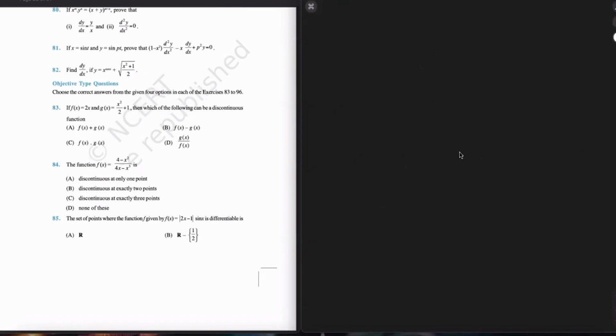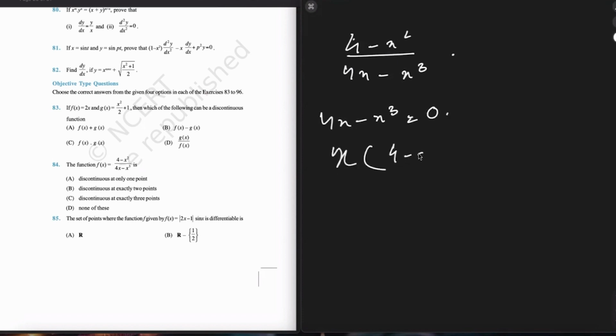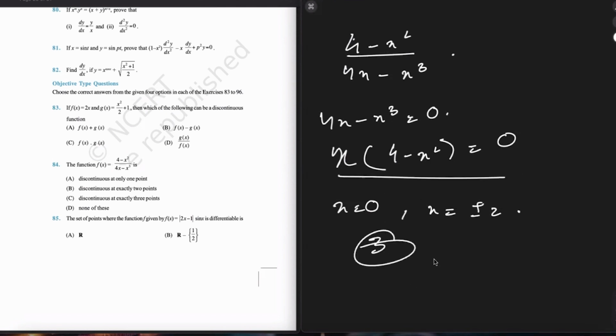The function f(x) is discontinuous only at one point, discontinuous at 2 points, discontinuous at 3, or none of the above. So let's check it. So 4 minus x square, 4x minus x cube. When 4x minus x cube is equal to 0, then it is discontinuous. So I'll take x common, 4 minus x square is equal to 0. So at x is equal to 0, at x is equal to plus minus 2, this function's denominator is equal to 0. So discontinuity at 3 points.